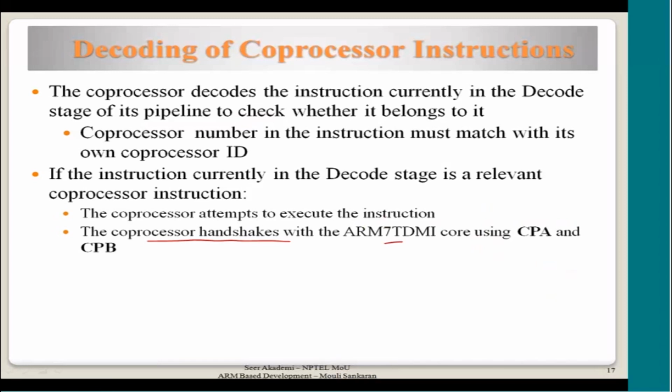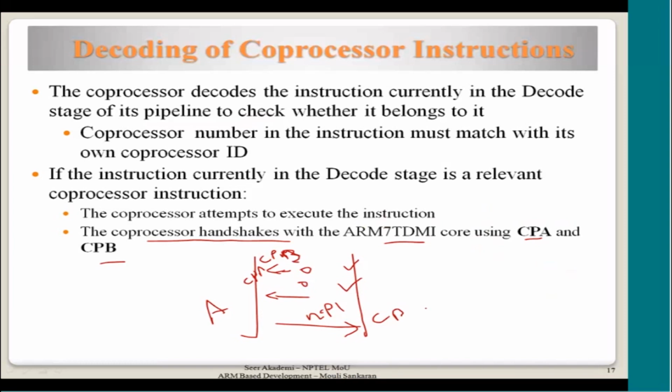The coprocessor handshakes with the ARM core using the CPA and CPB. It will inform the ARM core, saying, hey, I am taking this instruction. Okay, CPA and CPB both will be 0. That means it is taking the instruction. But please remember the NCPA signal from ARM. This is ARM and this is the coprocessor here. That has not come. NCPA has not come because ARM may be busy with its own instruction.